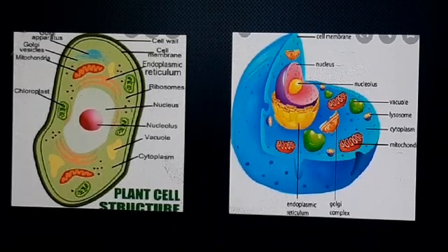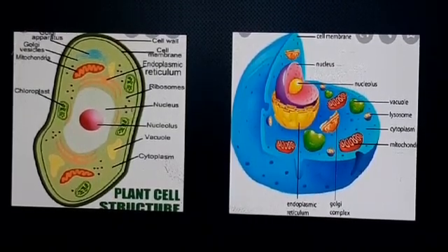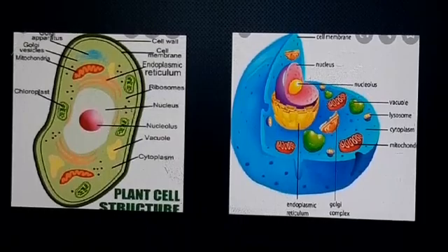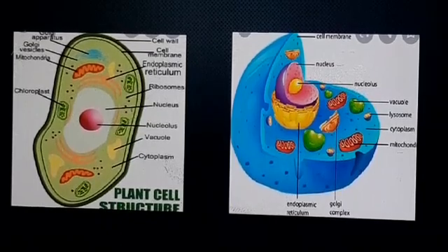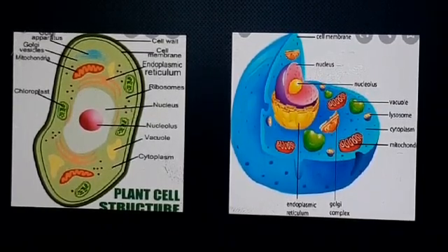Plant cells are different from animal cells only in one respect, that in the case of plant cells, there is the presence of cell walls. Apart from this there are certain other differences, but this is the main difference, that a plant cell contains cell wall outside the cell membrane, whereas animal cells do not have cell wall.